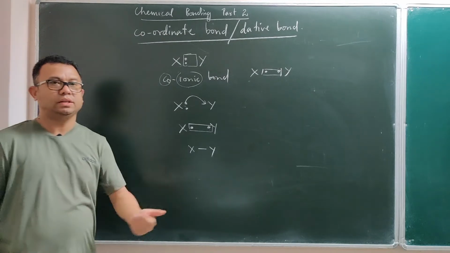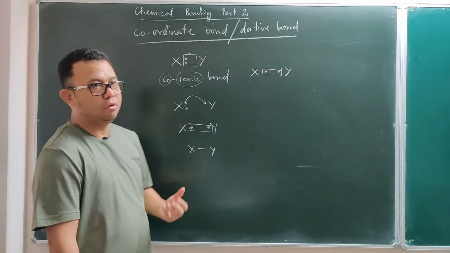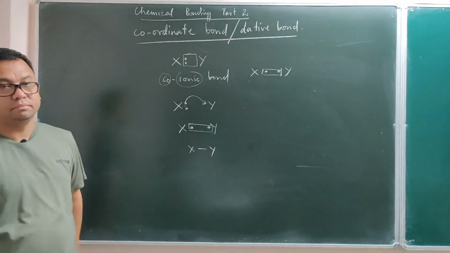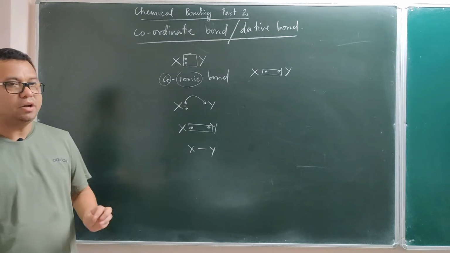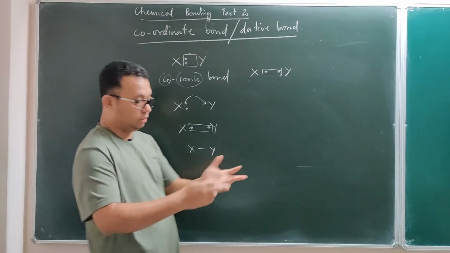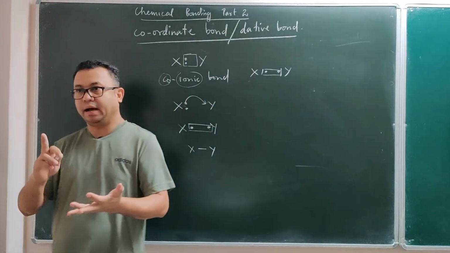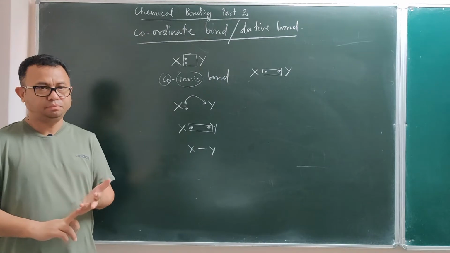Now I think two things I am going to discuss together: coordinate bond, at the same time formation of hydronium ion as well as ammonium ion. Now what is that hydronium ion and ammonium ion formation? Again I am repeating, coordinate bond, hydronium ion formation and your ammonium ion formation. Let's discuss these three together.